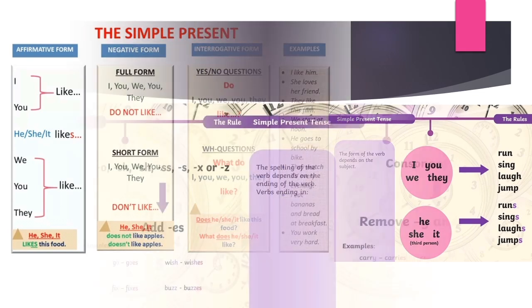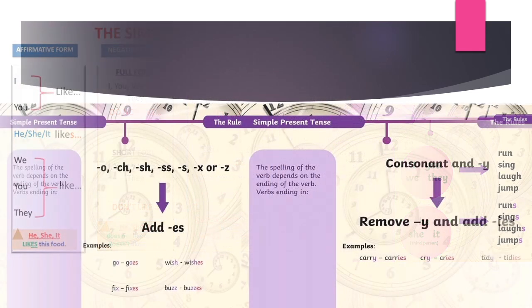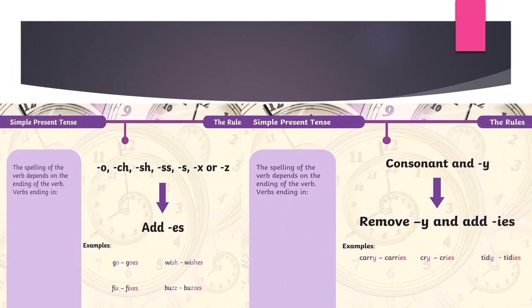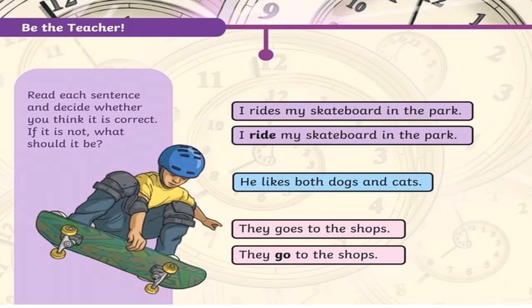When we find a verb ending with these letters, for example ch, double s, s, x, or z, we put es. Go, goes. Wish, wishes. Fix, fixes, and etc. However, when the verb ends with a consonant and y, we remove y and add ies. Carry, carries. Cry, cries. Tidy, tidies.